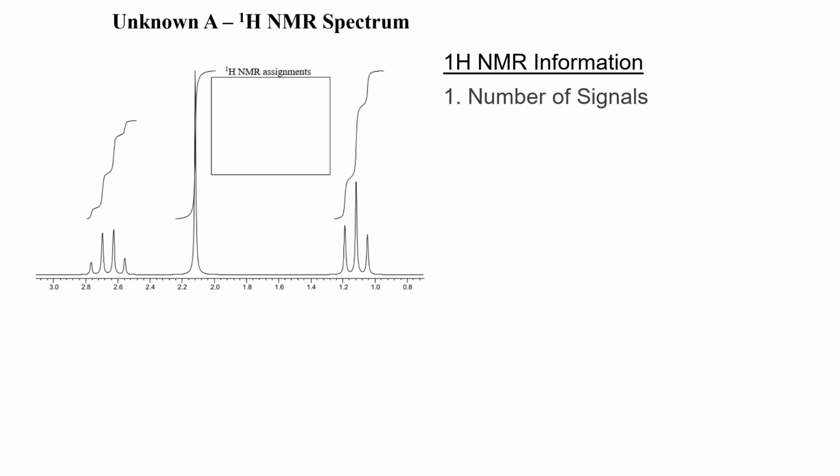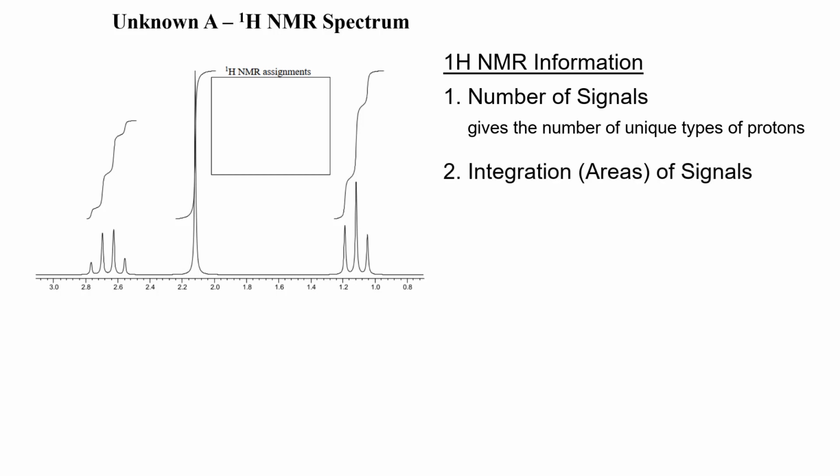First, there's the number of signals that you see. That gives you the number of unique types of protons. Protons in different chemical environments give different signals, whereas protons in the same chemical environment give you the same signal. So the number of signals tells you how many unique types of protons you have. The second type of information that you get is integration information. That's the area under the peaks. The area of each signal will give you the relative ratio of the number of protons represented by those signals.